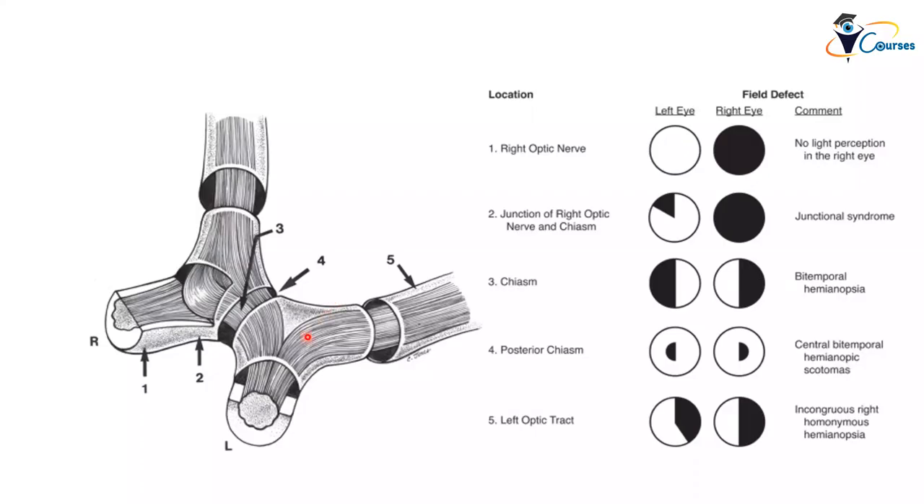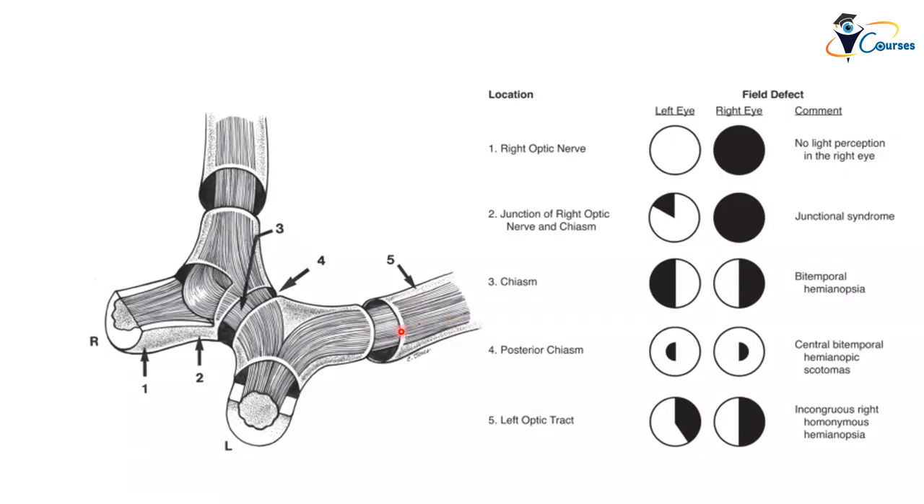And if this lesion is involving the chiasm from below, it will result in a bitemporal hemianopia which is denser superiorly, as in pituitary adenoma. Or if the lesion is involving the chiasm from above, this will result in bitemporal hemianopia which is denser inferiorly, as in craniopharyngioma. If there is a lesion involving the chiasm from posterior, this will result in involvement of the decussating macular fibers, resulting in central bitemporal hemianopia.